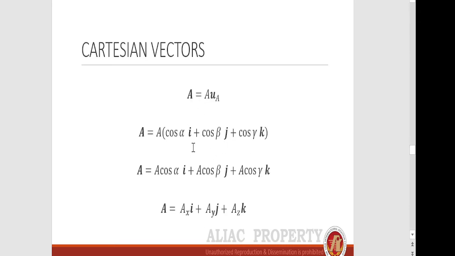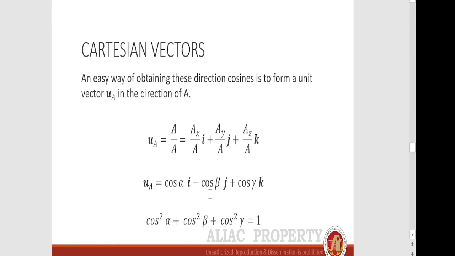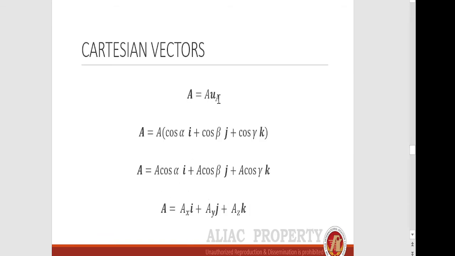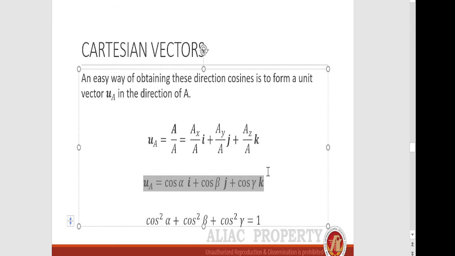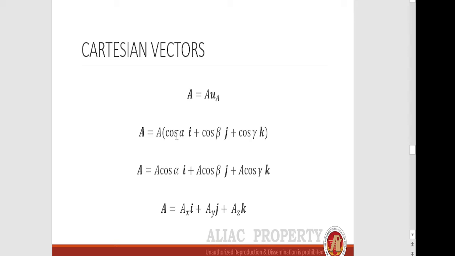So E should be equals to AUA. AUA we have here. We just substitute to this part. So the remaining is vector A, which will be equals to magnitude A times, we are substituting, this is the formula as well, we are just substituting the value of unit vector UA.